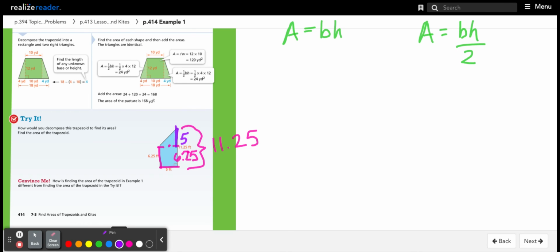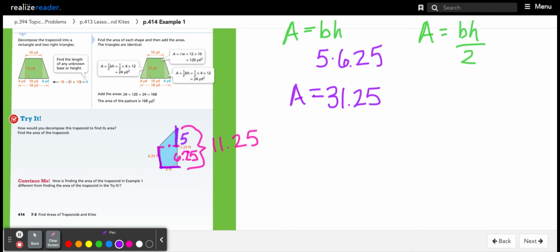So for my rectangle, I have my base of 5 times my height of 6.25. So put it in your calculator. What is 5 times 6.25? 31.25. So the area of the square or rectangle is 31.25.